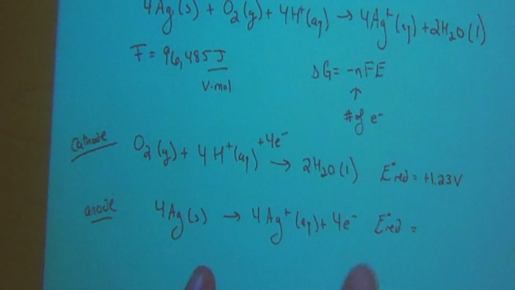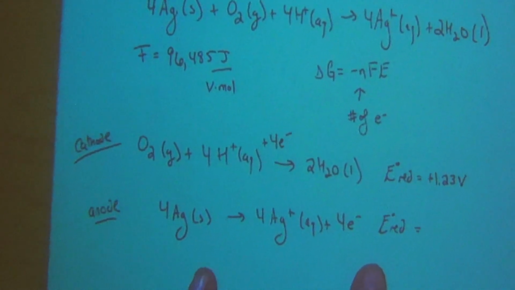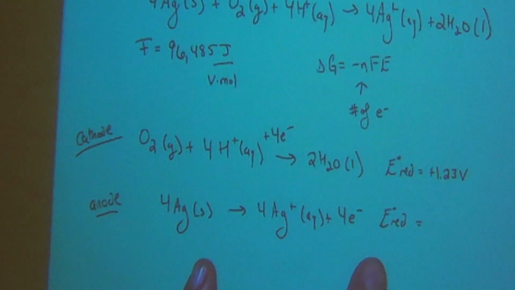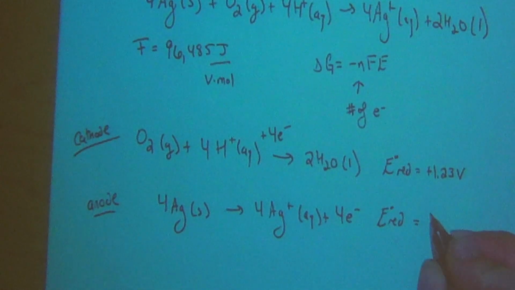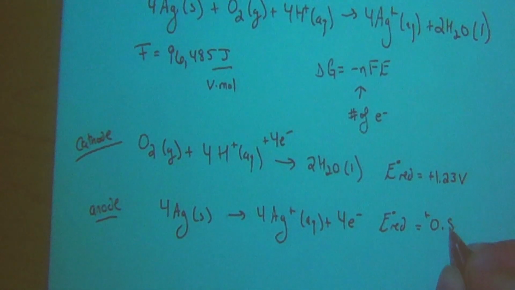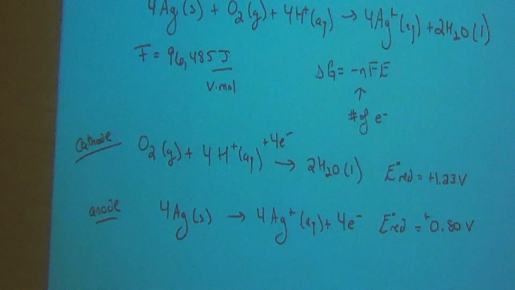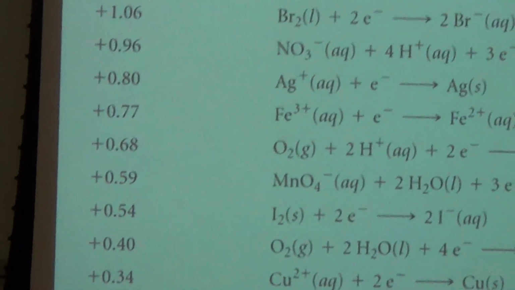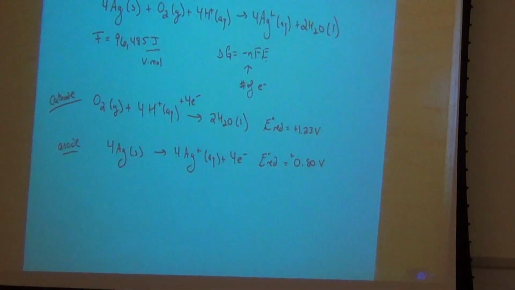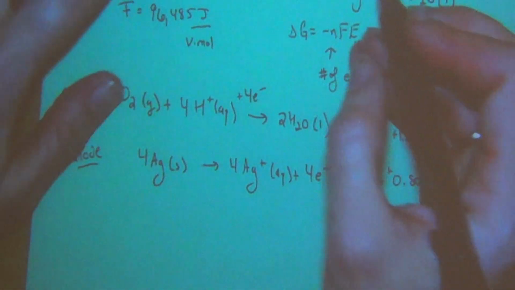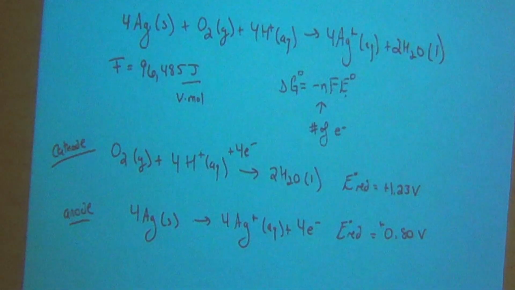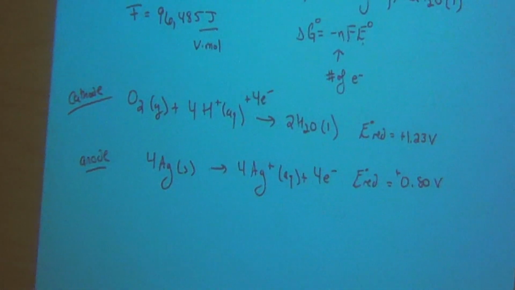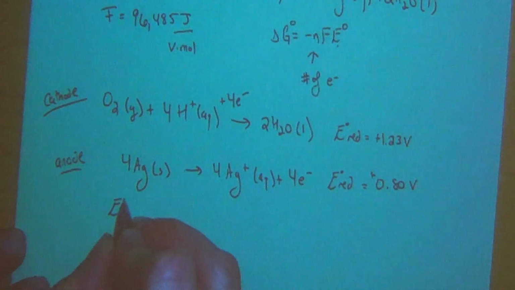So here I look at my reduction. When you're looking at reduction potentials and that number, stoichiometry does not matter. So my reduction potential here is plus 0.80 volts. Now I'm being asked in this problem to find my delta G. So I'm going to use this equation: delta G equals negative number of electrons moving times Faraday's constant times my cell potential. And since I'm looking for a standard delta G, I can use a standard cell potential.